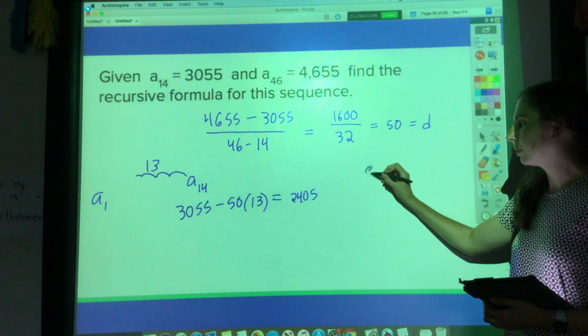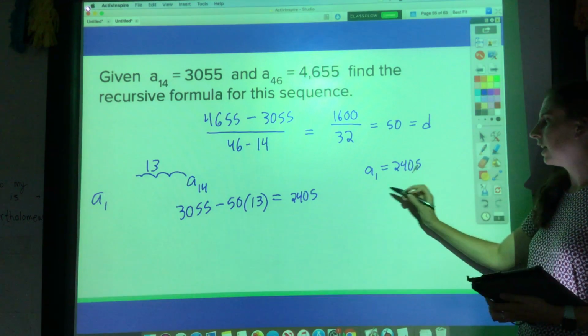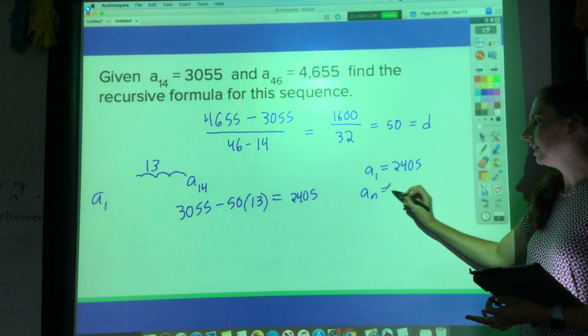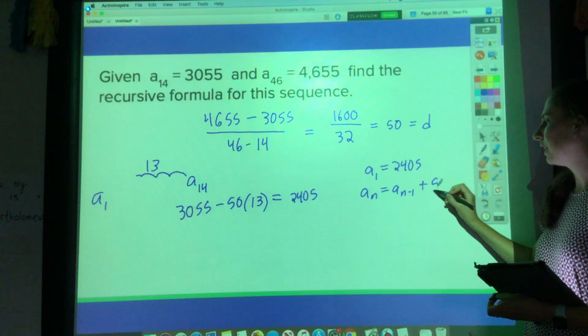So my recursive formula is my first term is this, which I just found, and then for any term after it, take the term before and add 50.